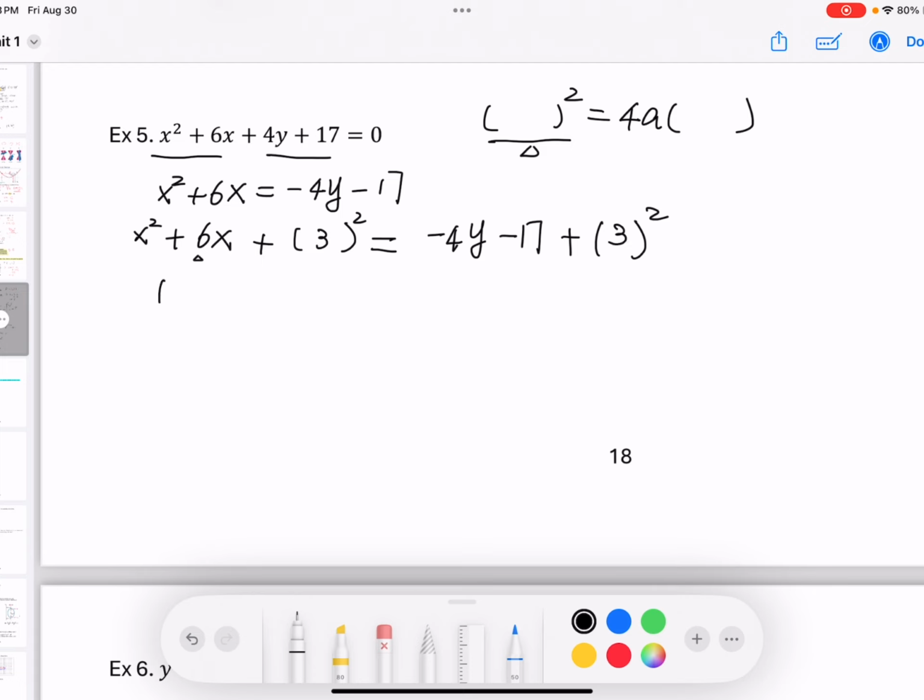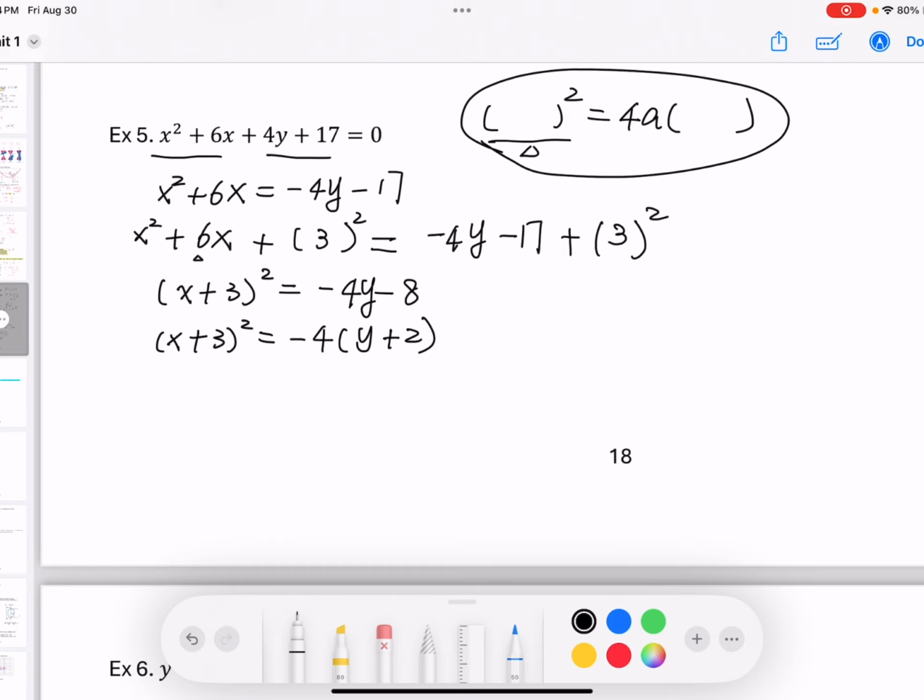So my left-hand side is (x + 3)² and equals -4y - 17 + 9. It is -8, so we don't have our 4a part. Let's factor out the GCF from these two terms. (x + 3)² is equal to -4 times (y + 2). Oh, now it is the standard form. Vertex (h, k) is (-3, -2).